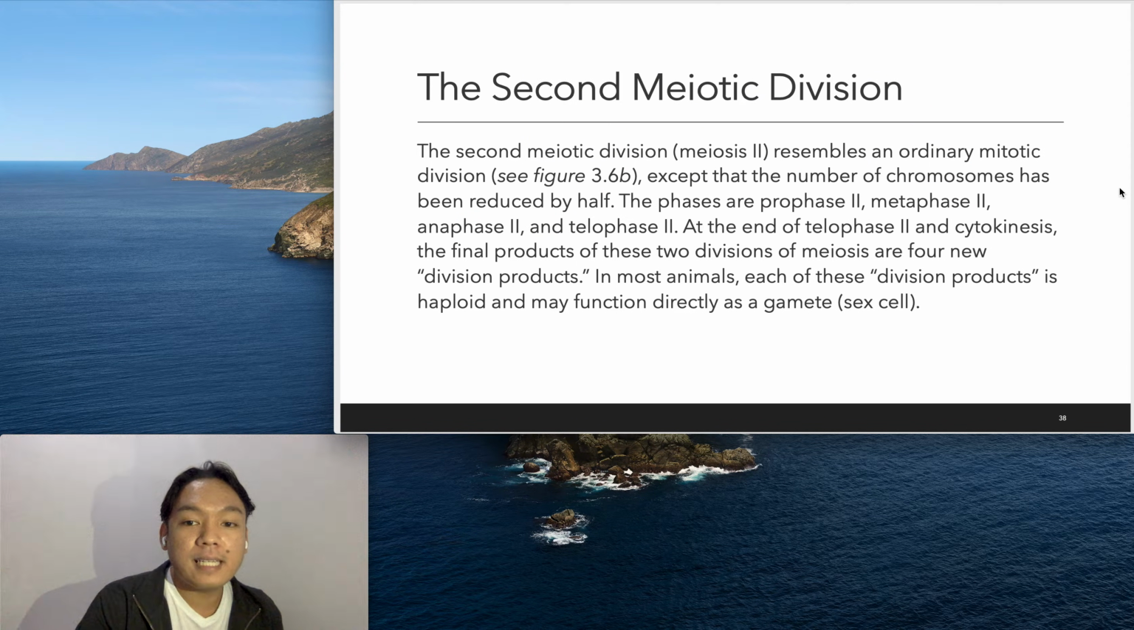So what about the second meiotic division? It resembles an ordinary mitotic division, except that the number of chromosomes has been reduced. If your mitosis will produce two daughter cells, here it is being reduced by half. The phases of the second meiotic division are prophase 2, metaphase 2, anaphase 2, and telophase 2. At the end of your telophase 2, in cytokinesis, the final products of these divisions are four new division products.